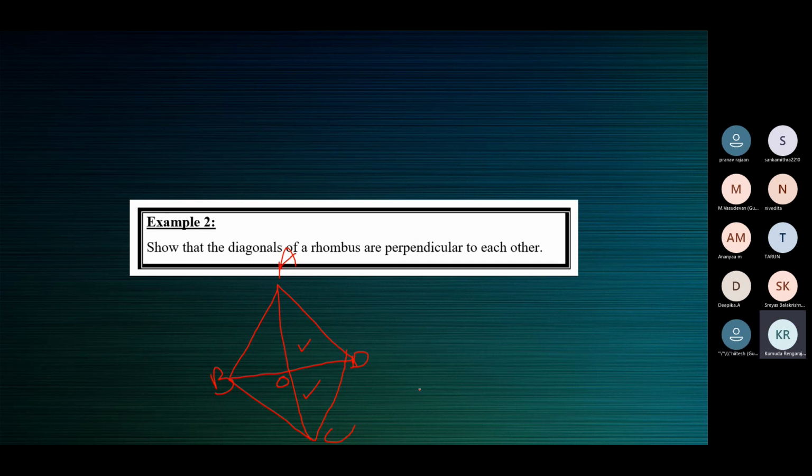Because it's given it's a rhombus, you can use all the properties of the rhombus except what you have to prove. Yeah, I should have said this earlier. Children, the confusion can be what properties of a rhombus we can use and what we should not use. You can use all the properties of a rhombus except the property that is to be proved here, that the diagonals are perpendicular to each other. That property you should not use because they want you to prove that. The remaining properties you can use.